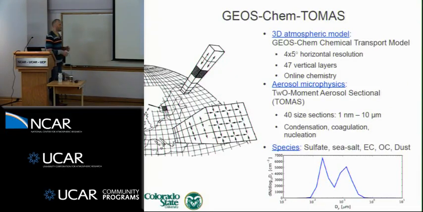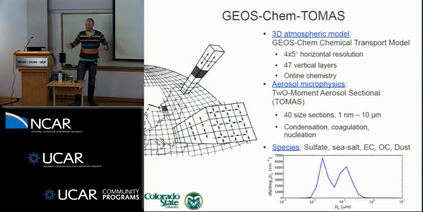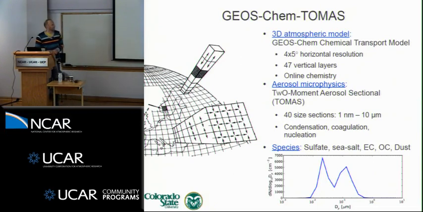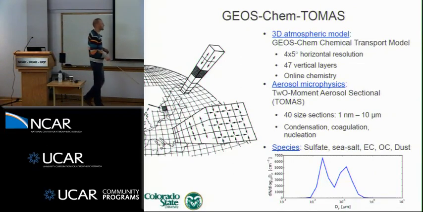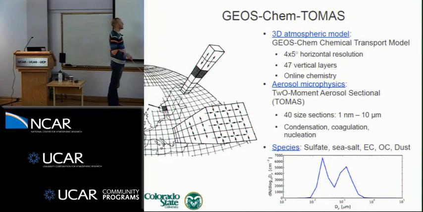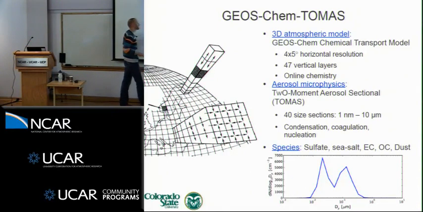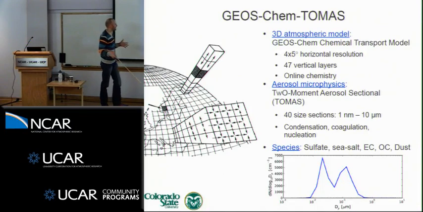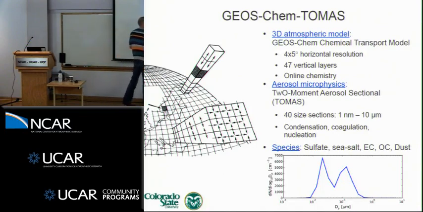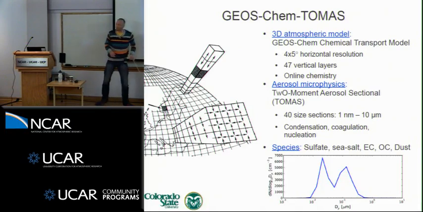So what does this actually mean in terms of global CCN and climate? We tested this in our global model, which is the GEOS-Chem global chemical transport model, where we've incorporated the TOMAS microphysics. So we simulate the aerosol size distribution using 40 size sections from 1 nanometer to 10 microns. And we simulate microphysics such as condensation, coagulation, and nucleation. And we have a whole bunch of different aerosol species.